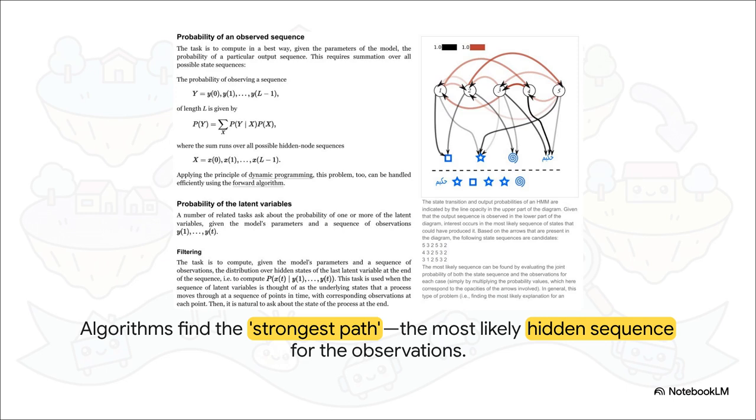This is where a clever bit of math comes in. The most famous algorithm for this is called the Viterbi algorithm. You can think of it like this. It maps out every single possible weather sequence that could have happened. Then, using all those probabilities we gave it, it calculates a final score for each path. And in the end, it just picks the one with the highest score, the single strongest path through all the possibilities. And that path, that's our answer.